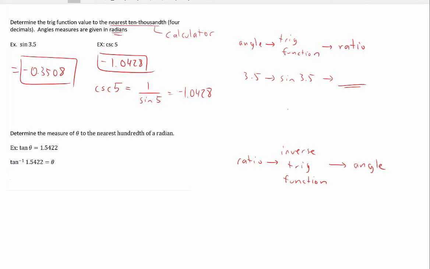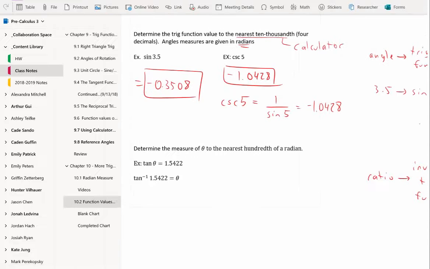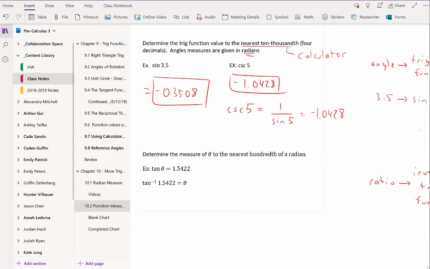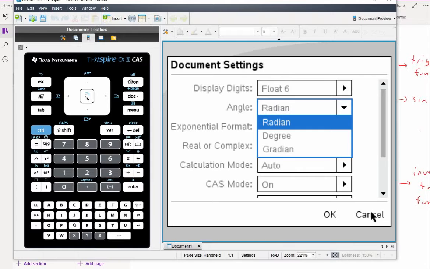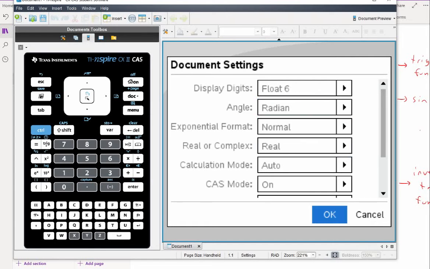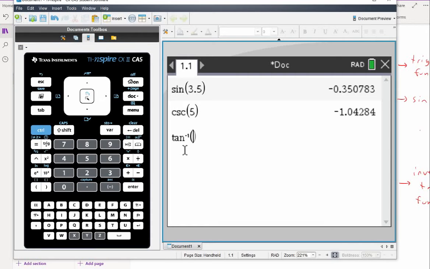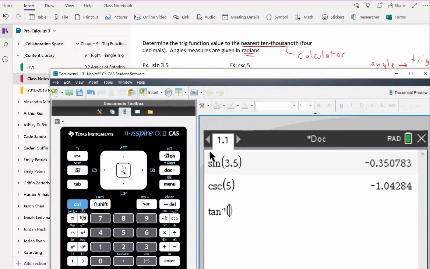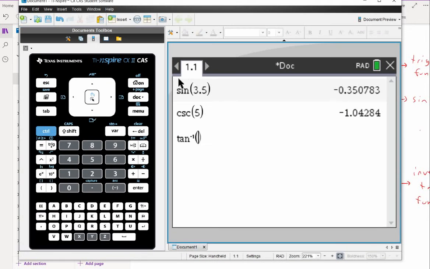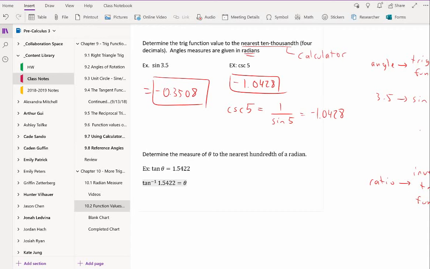So now if I type inverse tangent of 1.5422 into my calculator, whichever calculator you want to use, I'll use the Inspire. Make sure I'm still in radian mode. I'm going to do inverse tangent of, what was it, 1.5422. And when I hit enter, control enter, I get a decimal approximation of 0.9955. So theta equals 0.9955, to the nearest hundredth it asks for.